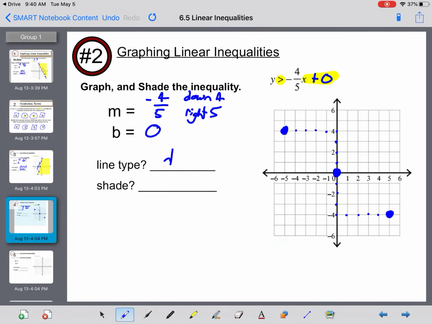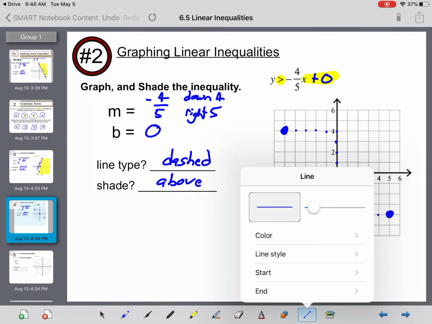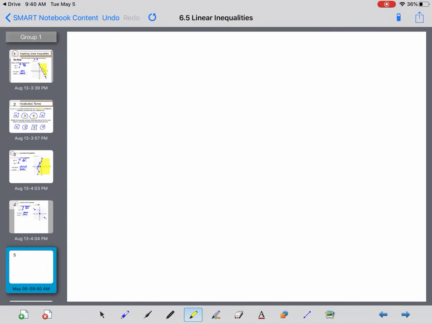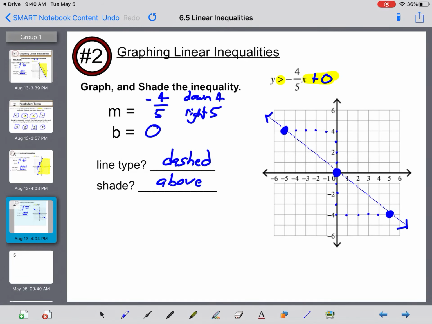Line type. We have the greater than symbol. Line type is dashed. Shade above for greater than. So again, we're going to go back here, line style dashed, very good. And there's our line. Put your arrows on the end. And above, whoops, above, put your pen on a point and go up. So it's this area here. Everywhere above the line.